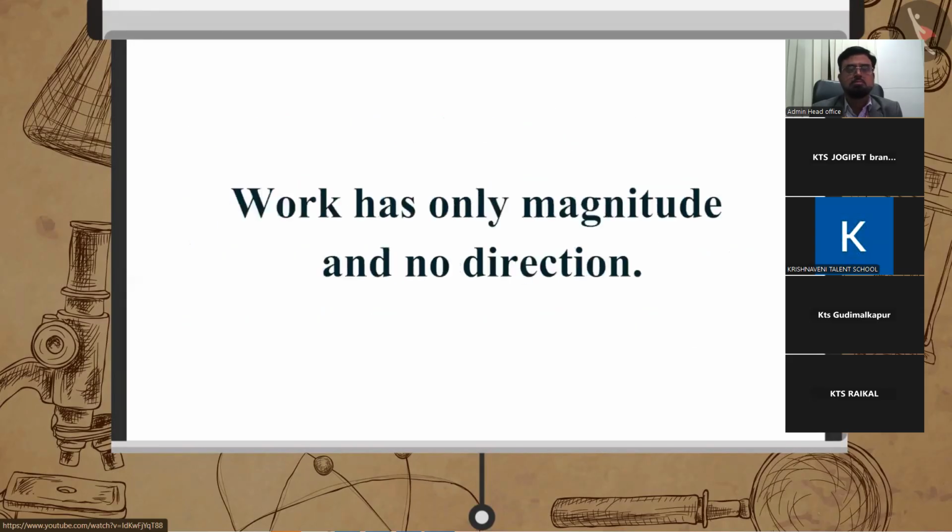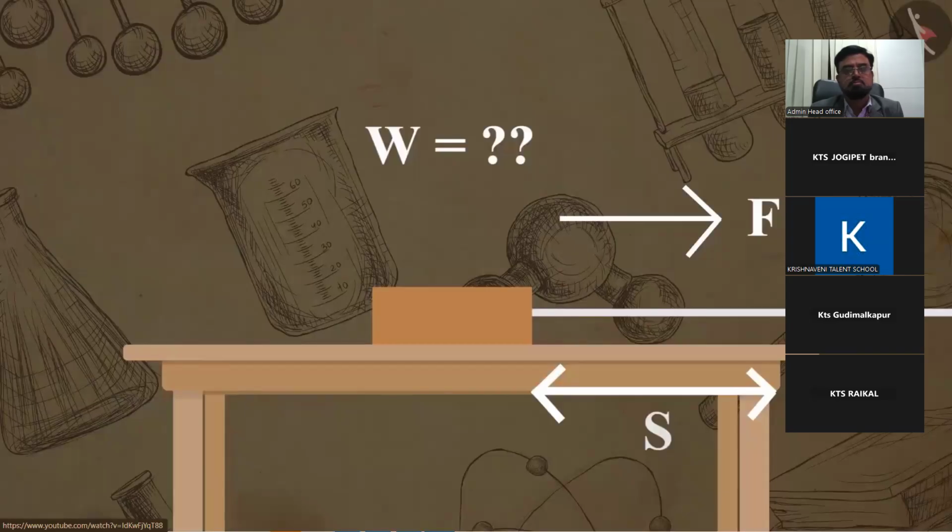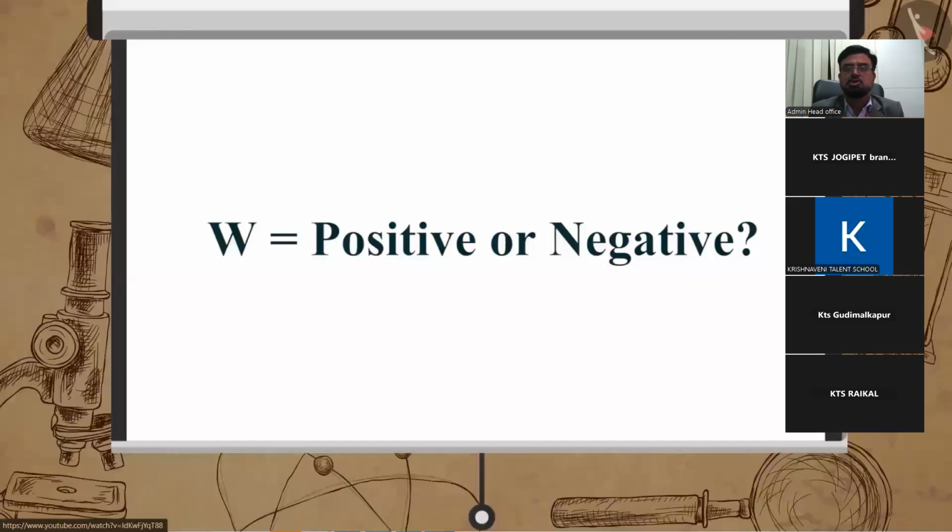Work has only magnitude and no direction. It is a scalar quantity. The SI unit of work is Newton meter, which is called joule. What do you think would be the total amount of work done when force applied is 0 or when the displacement of the object is 0? The work done is 0, since anything multiplied by 0 is 0. Do you think work done is always positive, or is there something like negative work?